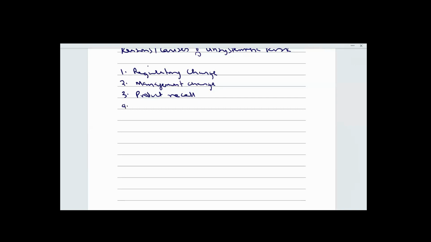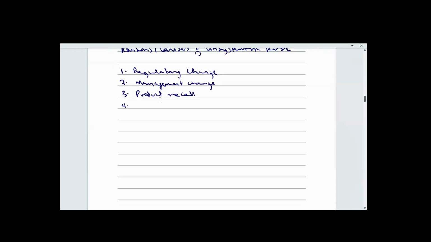Then you can also talk about limited product range, or a bad location for a company. If a company is not strategically located, it can affect the performance of the company and the investments. Those are some examples of unsystematic risk.